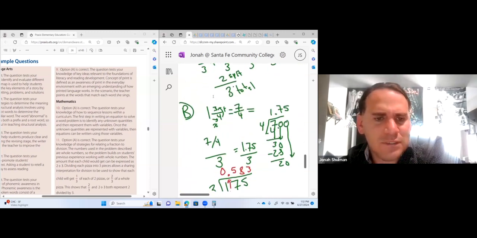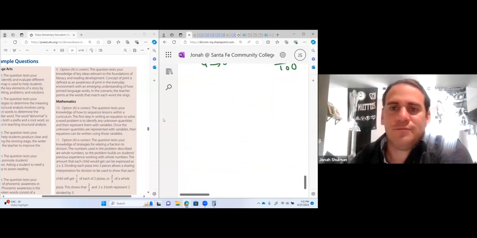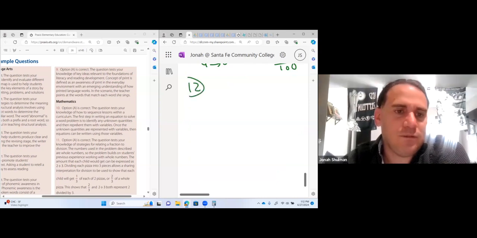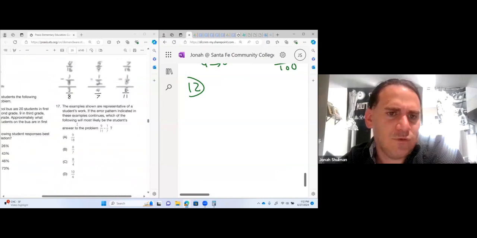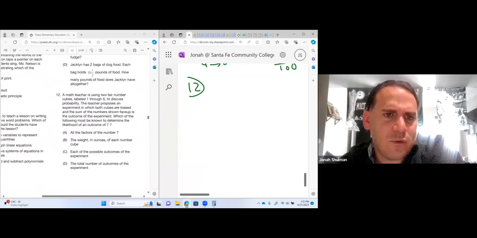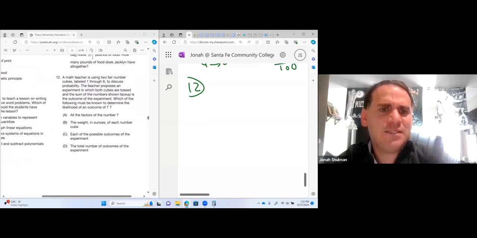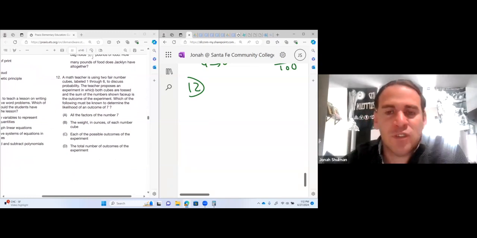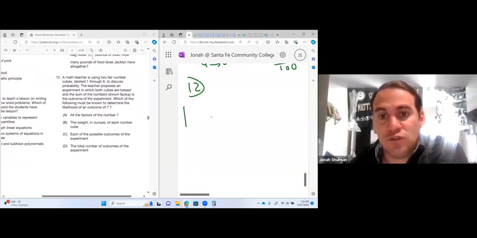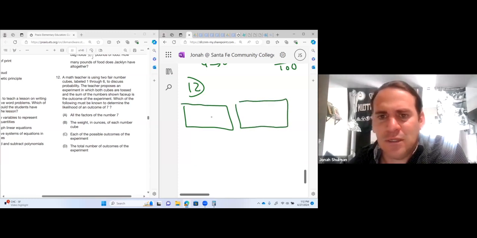All right, we did 10, 11. It's time for 12. Let's keep it going. See what 12 has in store for us. Here's 12. A math teacher is using 2 fair number cubes. So the first thing I'd have my students do is draw this. These are dice, but in math, they don't like using dice for gambling. This is how I have my students draw dice all the time. So we have everything here for us.